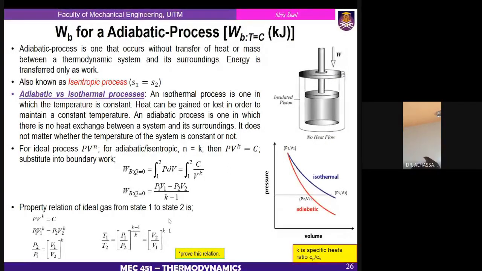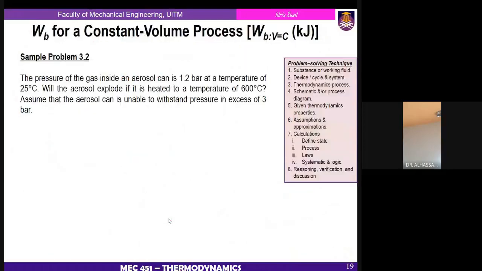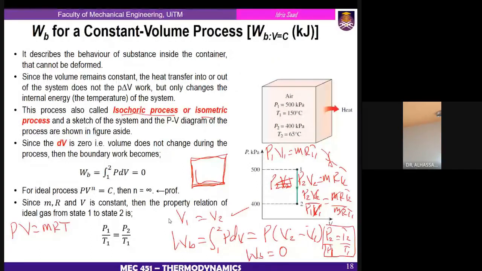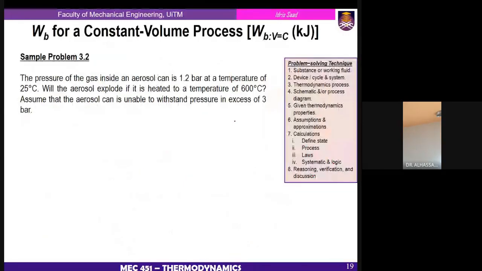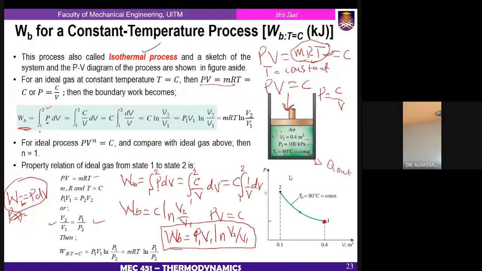Now, we want to determine the boundary work for adiabatic. And one more thing, please, you have to be very careful. All the time, you should try to recognize the graphs that come along with these processes. For a constant volume process, this is the graph, because the volume is the same. V1 and V2 are the same. Whereas for a constant pressure process, the nature of the graph is like this. And again, for a constant temperature process, the nature of the graph is like this. The pressure increases in this way.